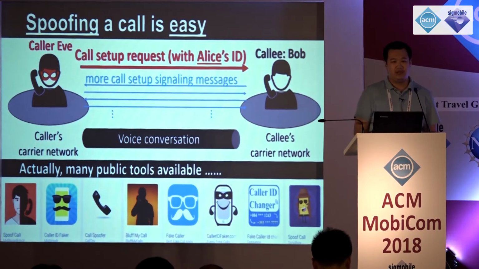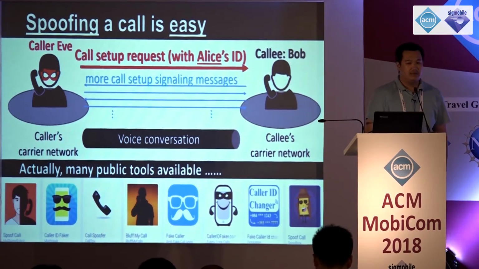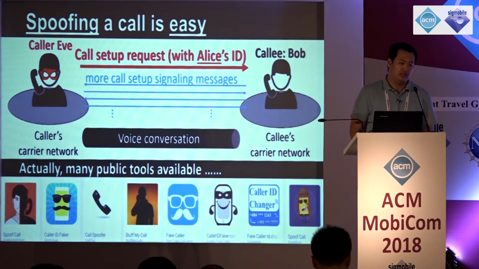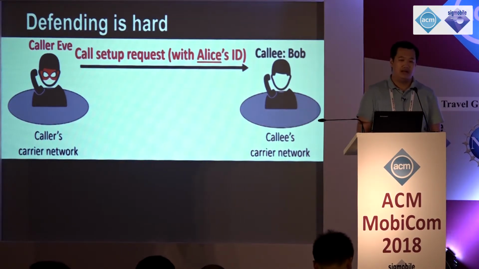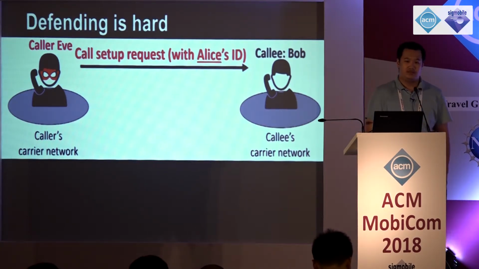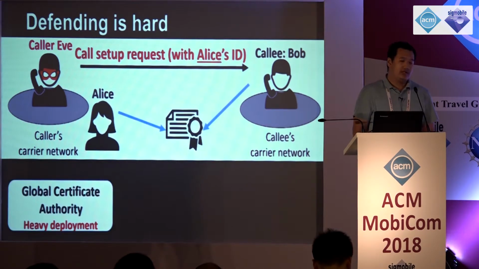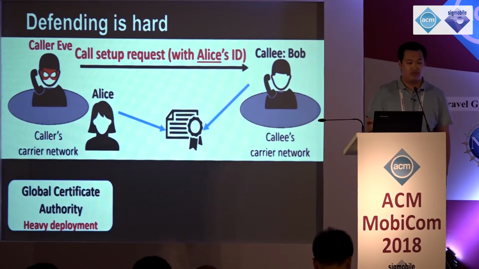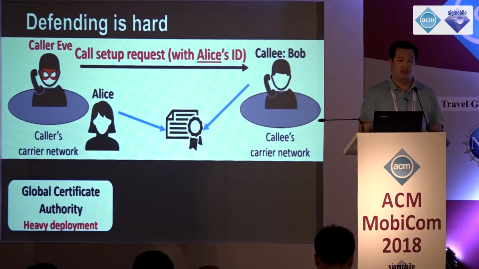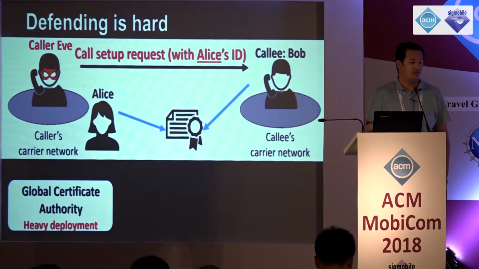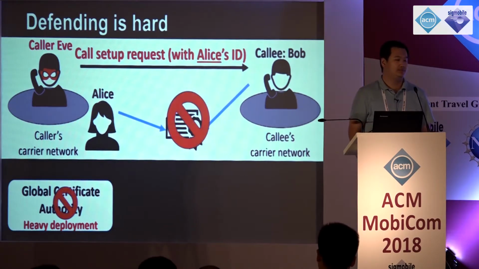Actually, there are so many public tools available that anybody can easily launch a spoofing attack within seconds at no cost. However, defending against spoofing is very hard. There are 3 types of solutions proposed. One of them is using a global certificate authority between Alice and Bob, but this requires heavy deployment and needs upgrades on both the caller and the caller's carrier network.